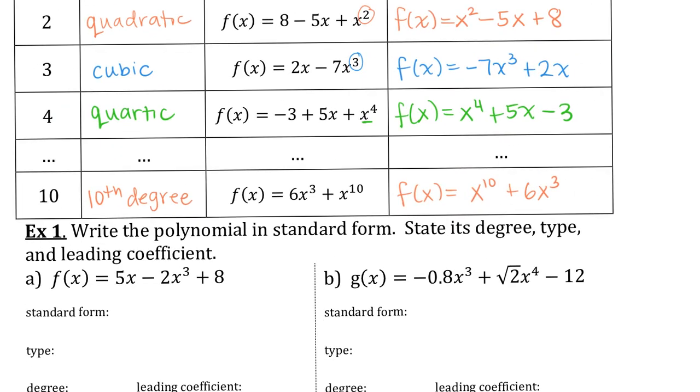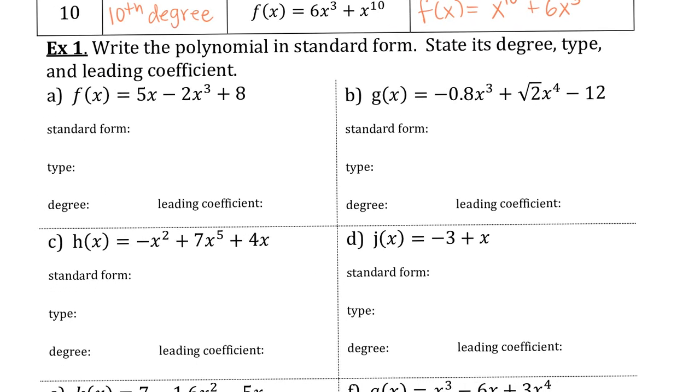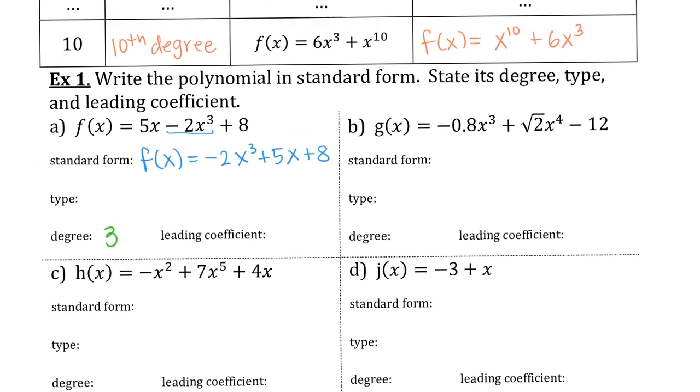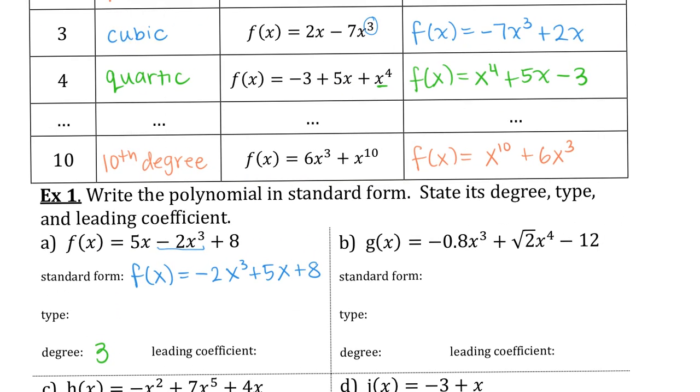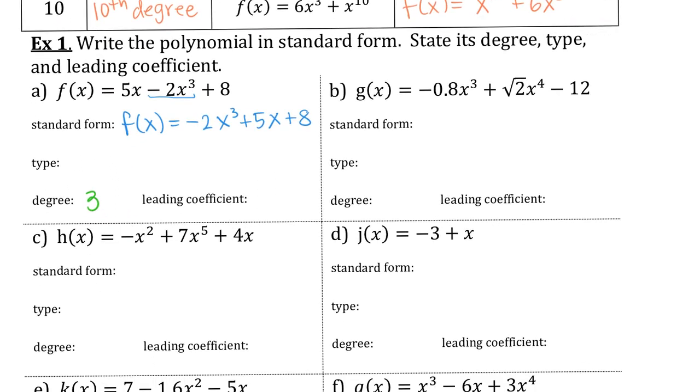Okay, so for example, when we're going to write the polynomial in standard form, state its degree, type, and leading coefficient, and I'll tell you what a leading coefficient is. Okay, first let's put it in standard form. Okay, f of x, the highest degree for this one is the x to the third, so this negative 2x to the third. Okay, then what's next? The positive 5x and the positive 8. Okay, what's the degree on this? 3, because that's the highest exponent. Since it is degree 3, we call this cubic. Okay, degree 3, cubic.